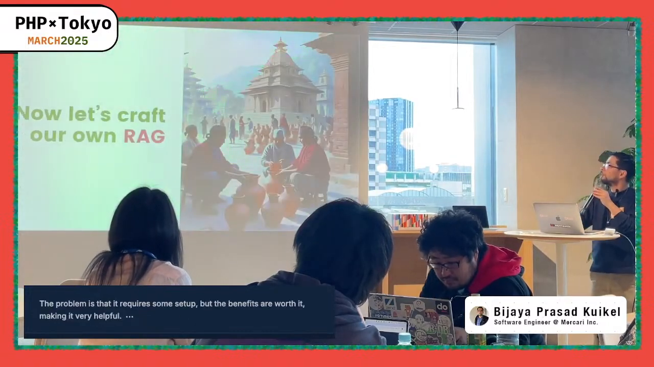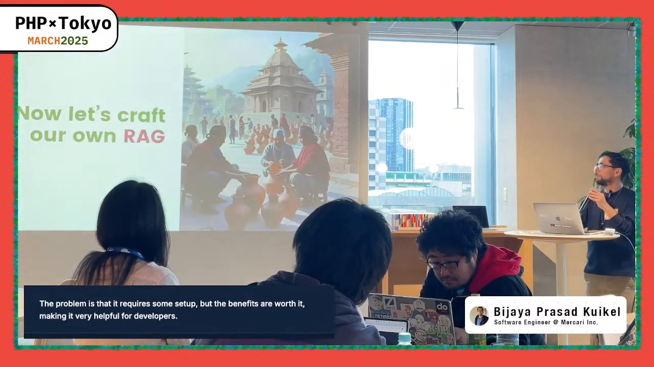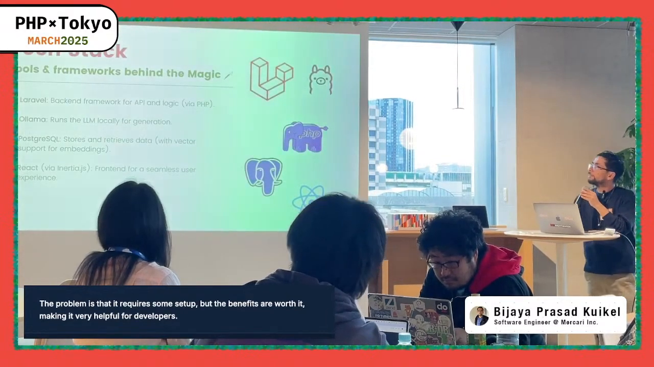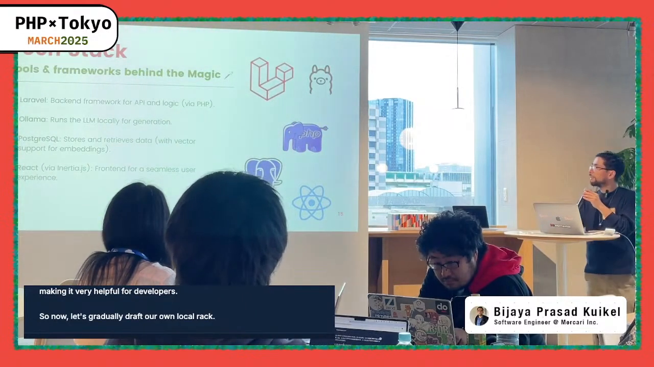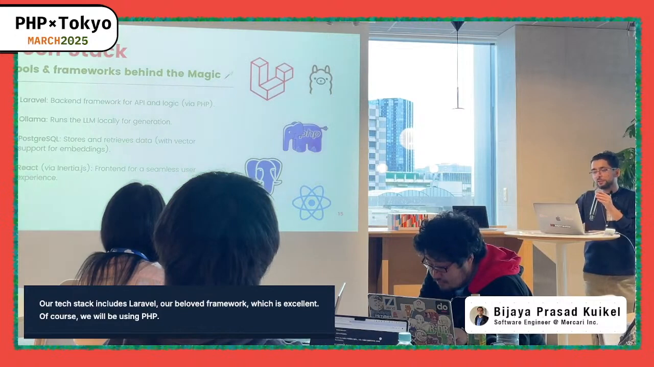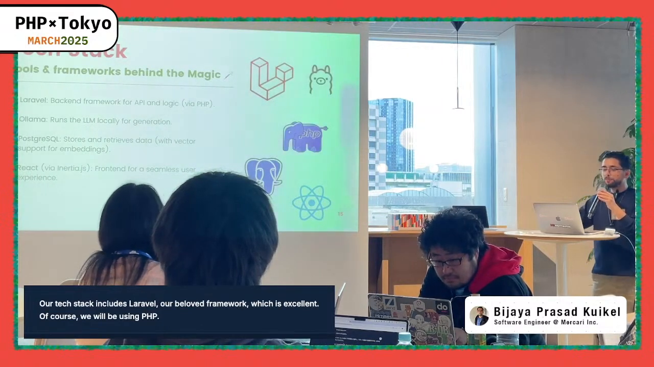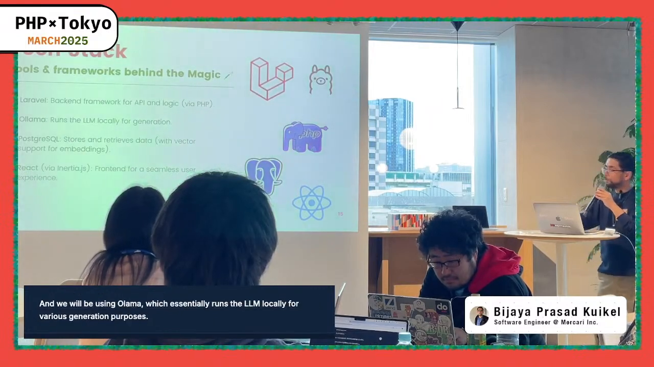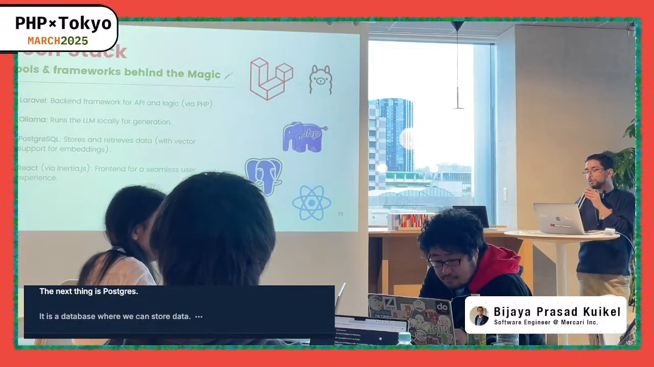So now let's gradually craft our own local RAG. The tech stack: Laravel, our beloved framework, which is very great, and we'll be using PHP, of course. We'll be using Ollama, which basically runs the LLM locally for different generation purposes. The next thing is Postgres. It is a database where we can store our data. We need this specifically not only for storing the basic data, but also for the vector embeddings.